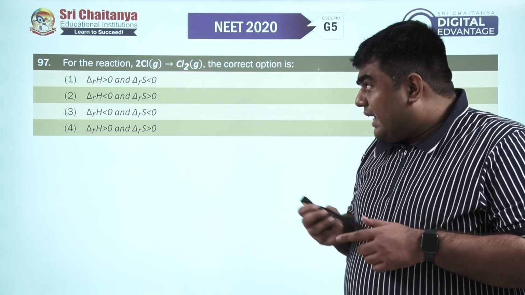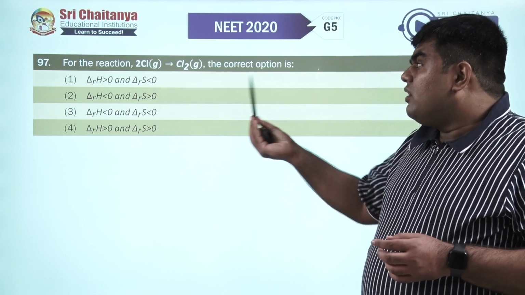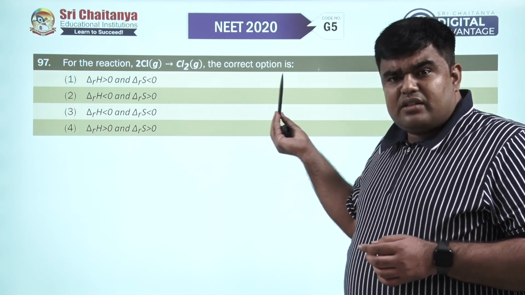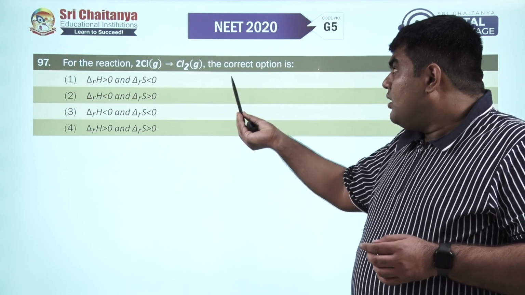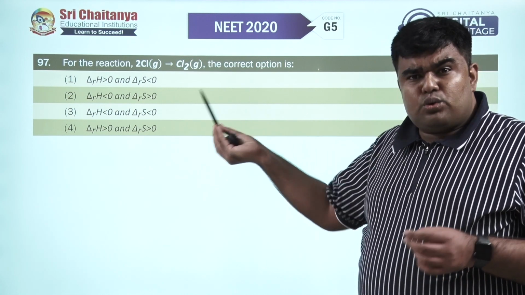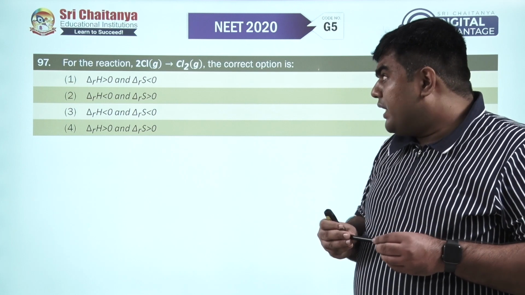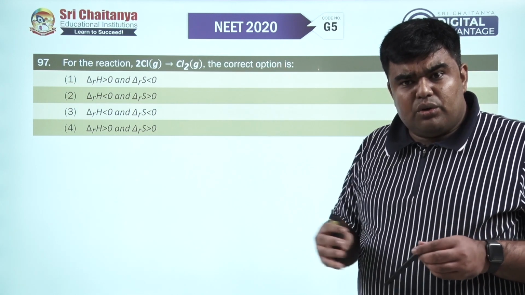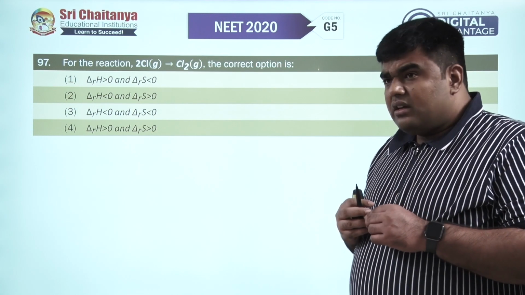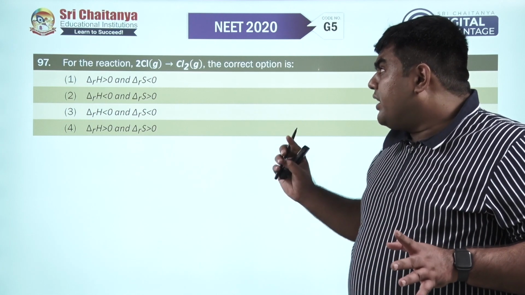Let's take question number 97. For the reaction 2Cl gas giving Cl2 gas, the correct option is... Here two chlorine atoms are forming a bond together to form a chlorine molecule. Two particles of chlorine are combining together to give one particle of chlorine.